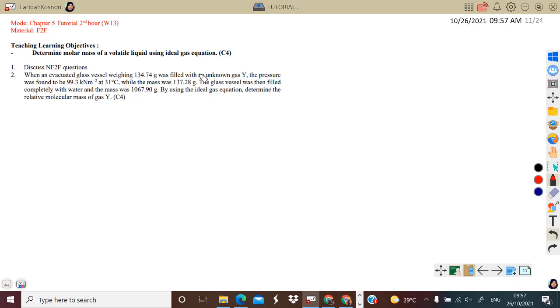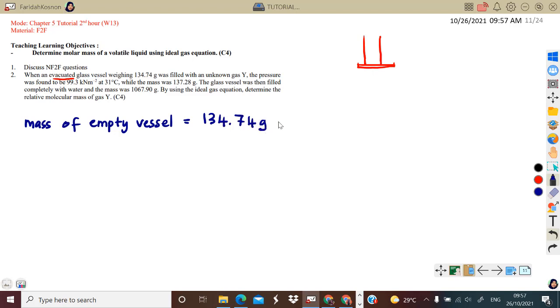Apa yang berlaku? Kalau kita gambarkan kat sini, saya ada satu bekas glass vessel, bekas kaca yang kosong, katalah macam ni. So sekarang berapa mass of this vessel? Evacuated kat sini maksudnya empty. So apa yang saya ada kat sini data pertama, adalah mass of empty vessel. Berapa bekas kosong tu punya mass? 134.74 gram.